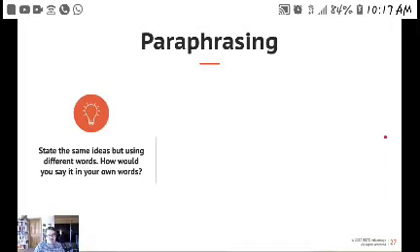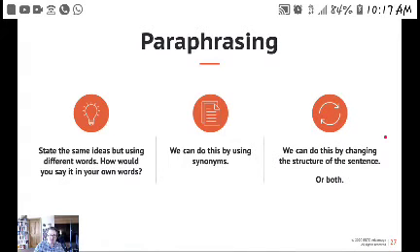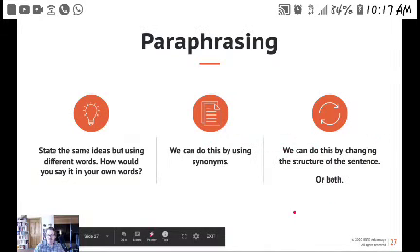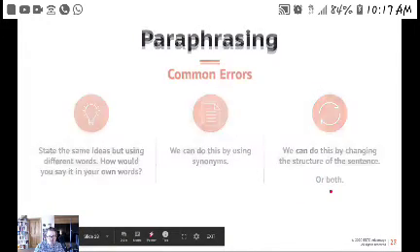So that's basically what paraphrasing is. The new sentence should mean the same thing as the question statement, but you should use different words. We do this by using synonyms, and we can do this by changing the structure of the sentence, or both. We're going to show you how you can do both. But the two principal ways that we do this are using synonyms or changing the structure around.